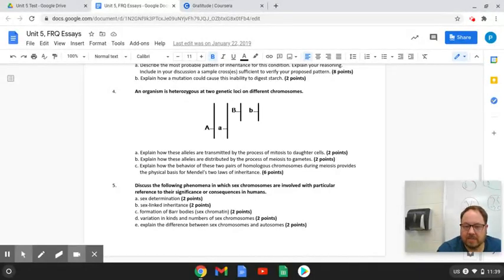And finally, E, explain the difference between sex chromosomes and autosomes. So, what's the difference in the complement that individuals receive? What are differences in patterns of inheritance? Stuff like that. So lots of ideas to explore there. So lots of points that you can get.